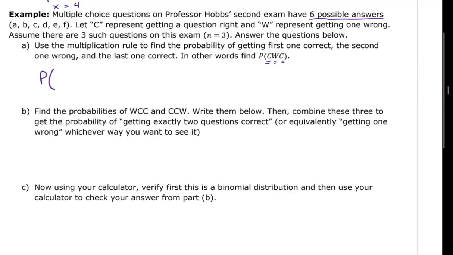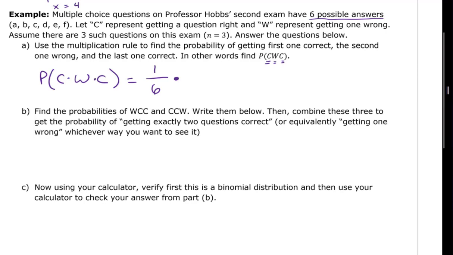When we want to find this probability, of course each of these is independent. For the first question, since there are 6 possible answers, our denominator is going to be 6, and we want to get it correct. Well, there's 1 out of 6 possible ways to get that first question correct. Now go into your second question. We want to get the middle question wrong.